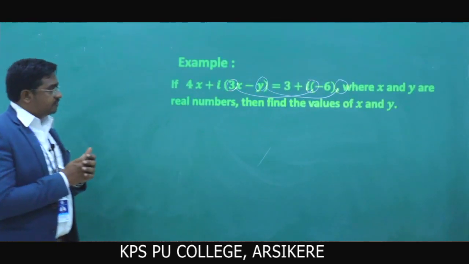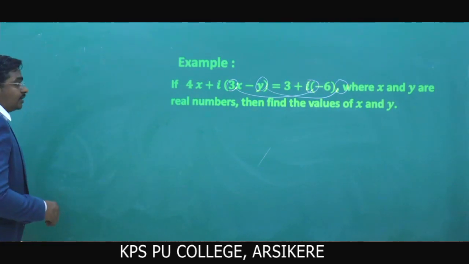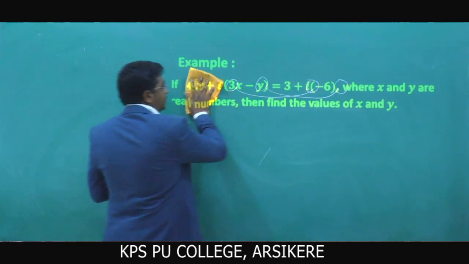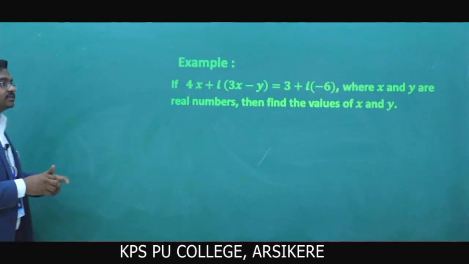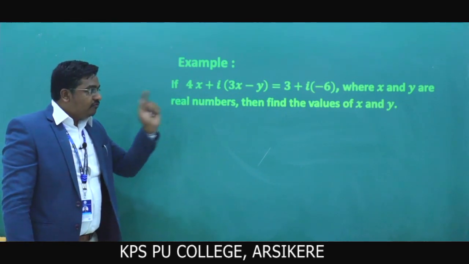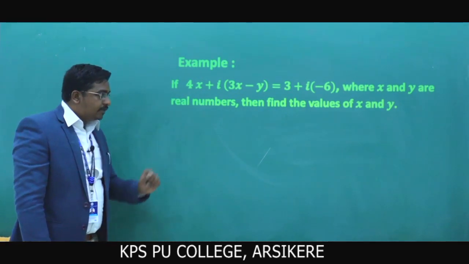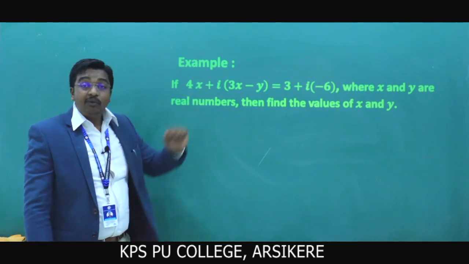Look here. If 4x plus i into 3x minus y is equal to 3 plus i into minus 6, where x and y are real numbers, then find the values of x and y. Here we have to find the values of x and y.